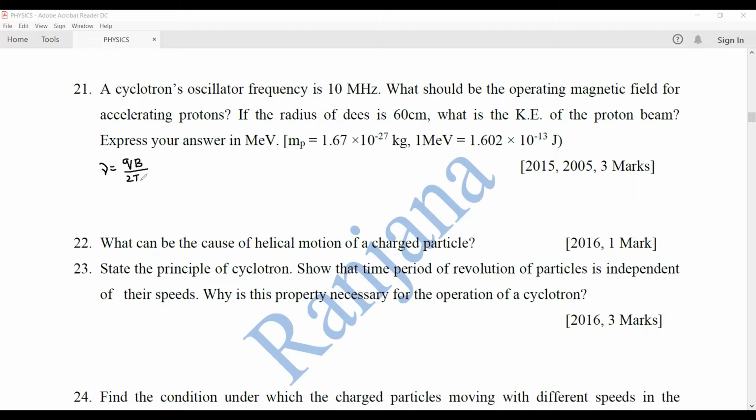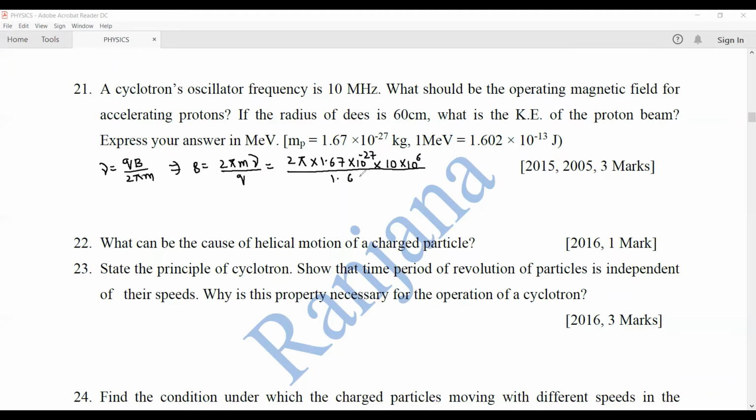From here, we can find out the magnetic field. So the magnetic field is equal to 2 pi m into the frequency upon the charge of the proton. Now substituting the values, mass of the proton given over here is 1.67 into 10 raised to the power minus 27 kg, and the cyclotron frequency is 10 megahertz. So in order to convert it into hertz, 10 into 10 raised to the power 6 hertz.